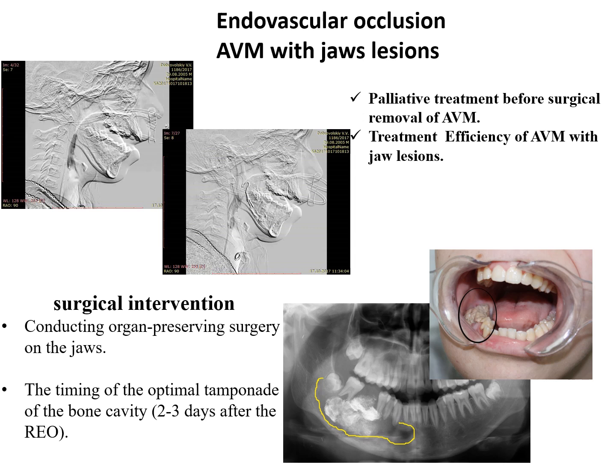Surgical intervention is organ-preserving surgery on the jaws, and the timing of the optimal tamponade of the bone cavity is 2-3 days after the endovascular occlusion. If we do it after 3 days, the emboli that stay there are already resorbed, and we can have big perfusion bleeding.